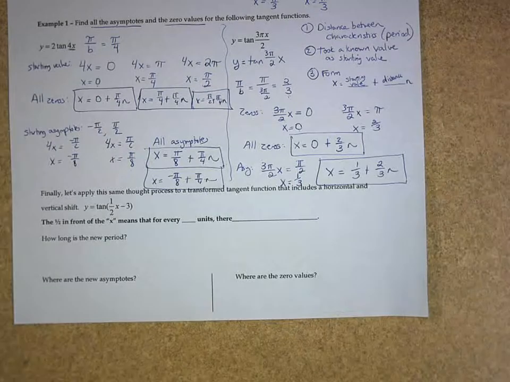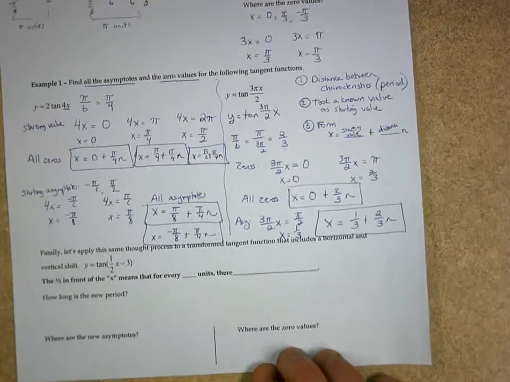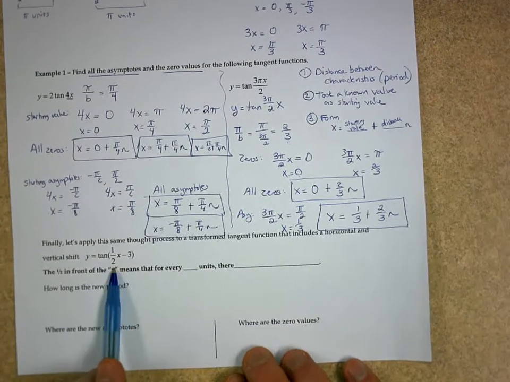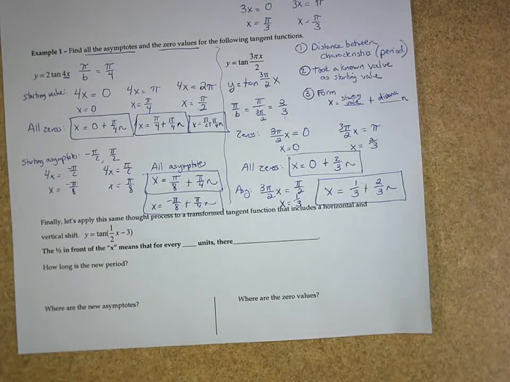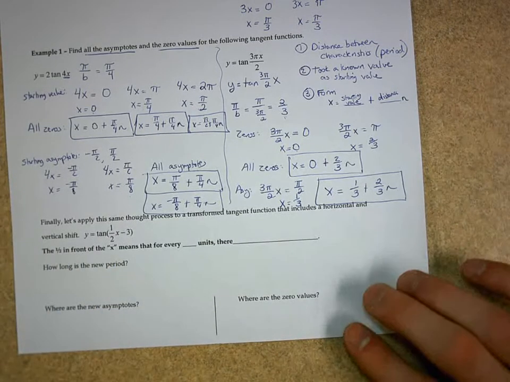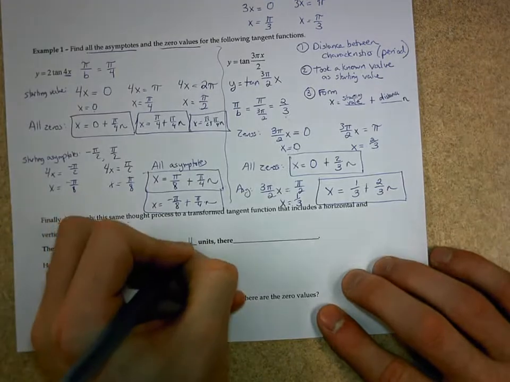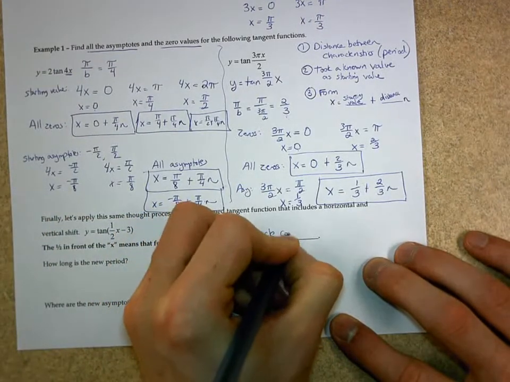The last concept then is taking what we did previously, finding all zeros and all asymptotes, when we've got a shift. And the process is going to be the same way, where we're going to find the distance between characteristics. We'll take a known starting value and then put it in the form starting value plus the distance times n. So here the half in front of the x means that for every pi units, there is 1/2 of a cycle completed.